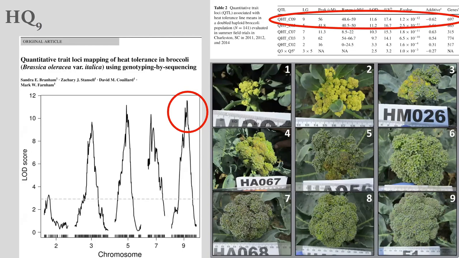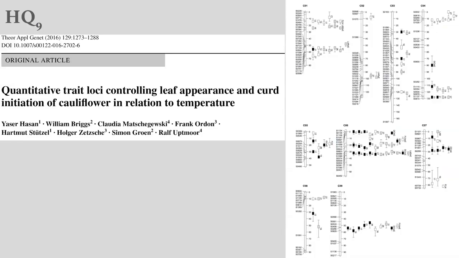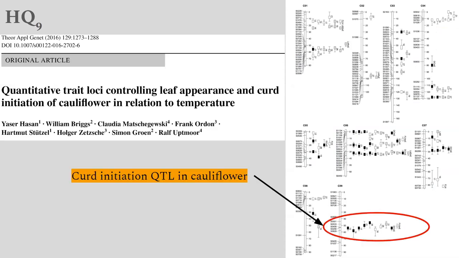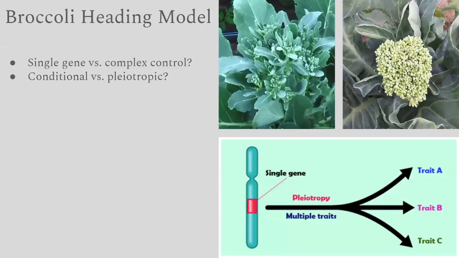Another paper that I was part of studied heat tolerance in broccoli and found a QTL in the same region on chromosome 9. Another really nice paper studied curd initiation in cauliflower under heat stress, and they found a QTL in this genomic region as well. So odds are something important is happening here. Some questions I had about this broccoli heading phenotype. Is it a single gene that controls it? Are there many genes? Is it a complex control? If it is complex, is it a conditional thing where you need the presence of many different genes?